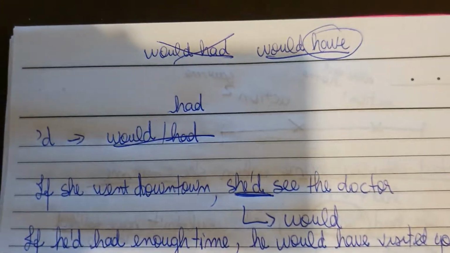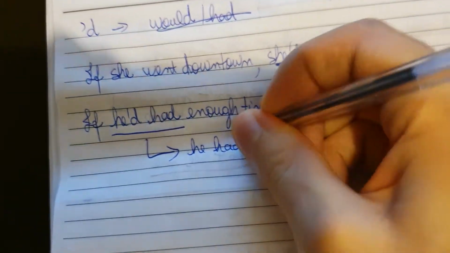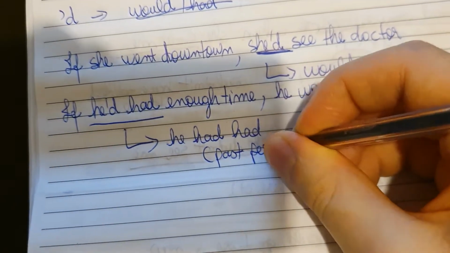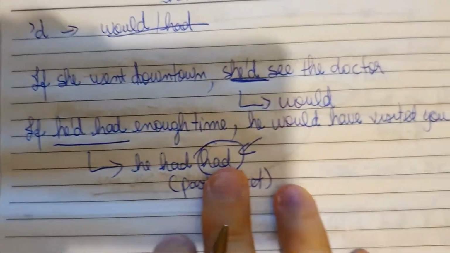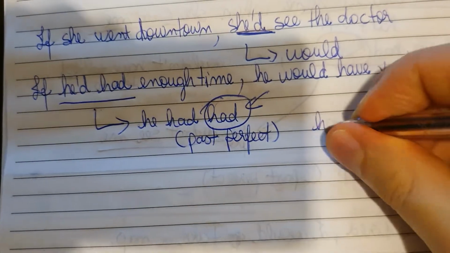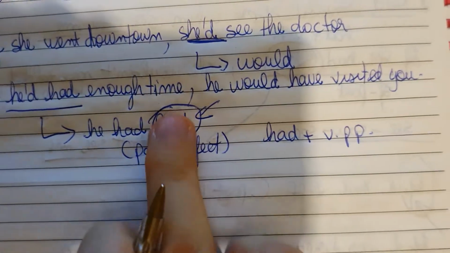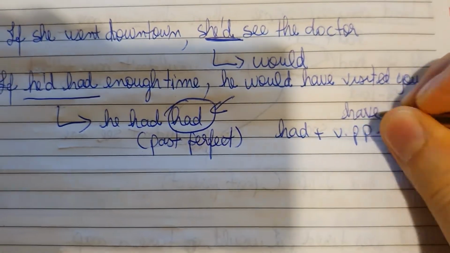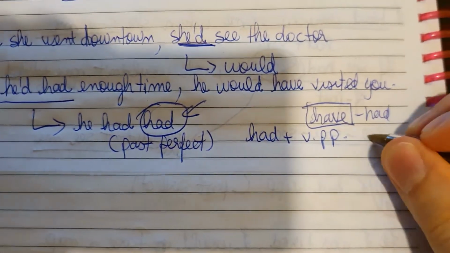After would. So if he had. What is had? The past perfect. Had here is not from the structure of the past perfect. The past perfect is had plus the main verb in the past participle. Had here is the main verb of the sentence, is the verb have in the past participle. Have, had. Okay?